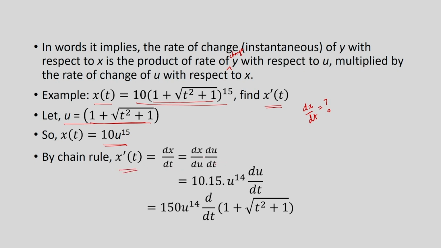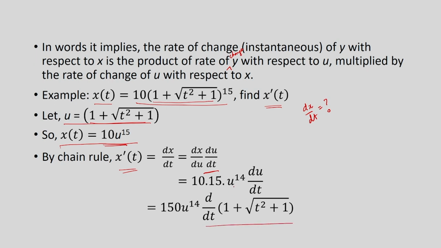So, what is dx du? That we can obtain from here. It will be 10 multiplied by 15 multiplied by u to the power 14. I am using the power rule, that if you take the derivative of x to the power n, you get n multiplied by x to the power n minus 1. And there is another term which is du dt. So, how the u changes with respect to change in time. Here t can be assumed to be time.